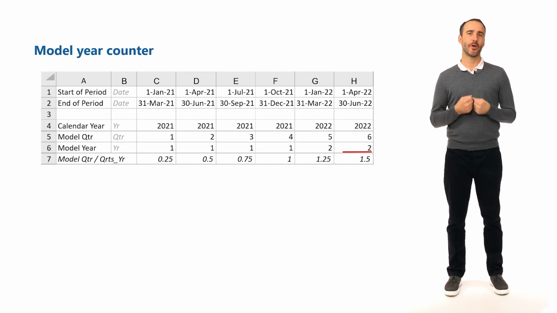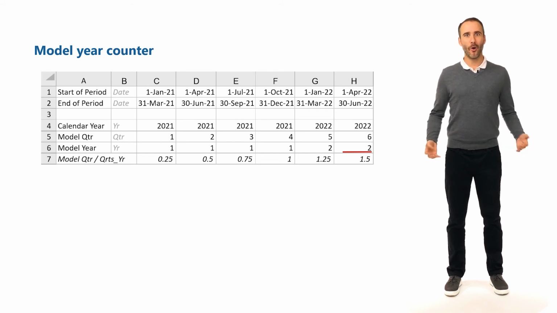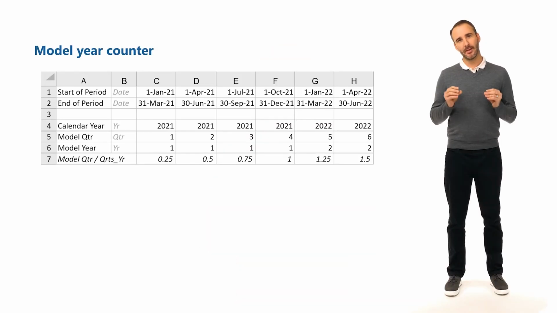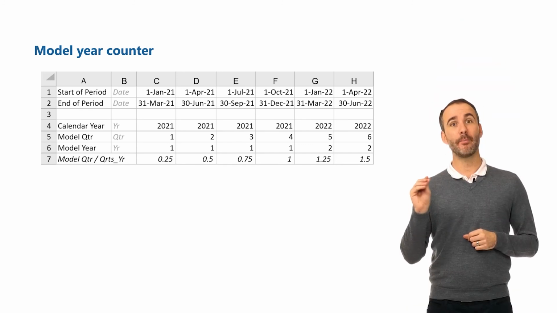The challenge is this works great for the 8th quarter or the 4th quarter as they're multiples of 4, so when dividing by 4, we get a whole number. But what about quarter 3? 3 divided by 4 equals 0.75, or the 5th quarter, 5 divided by 4 equals 1.25. Maybe you can see a solution. We can use the ROUNDUP function to round up to the nearest whole number, rounding up quarter 3's value of 0.75 to 1 and the 5th quarter value of 1.25 to 2.